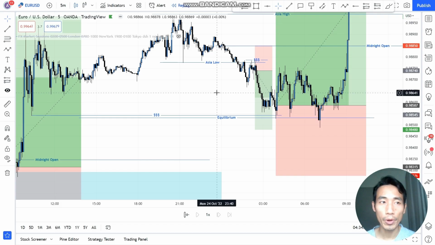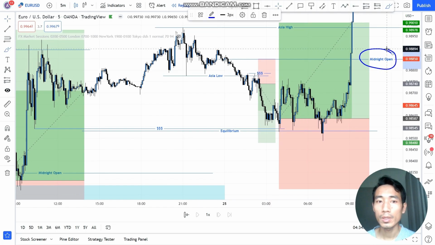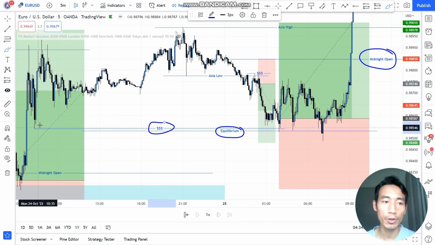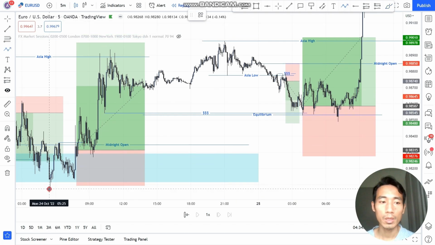So here is a trade of Tuesday. Here you can see Asia high, Asia low, midnight open, and equilibrium, and short-term sell-side liquidity here. And this equilibrium is based on the dealing range from this low to this high.